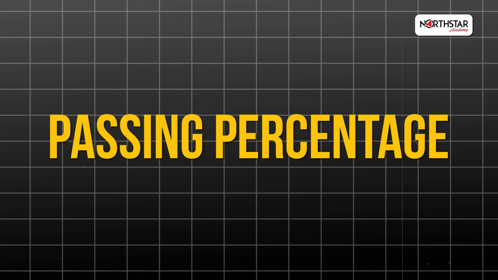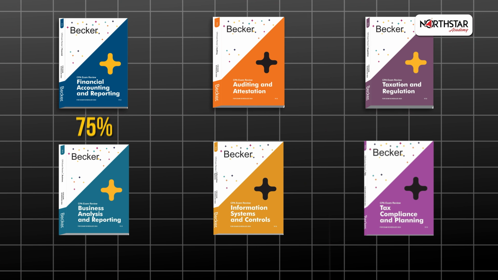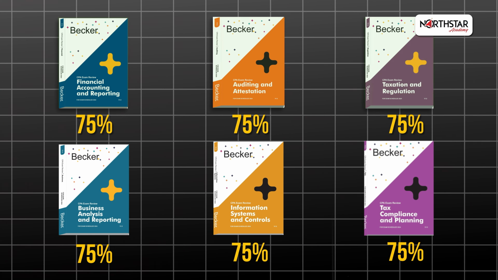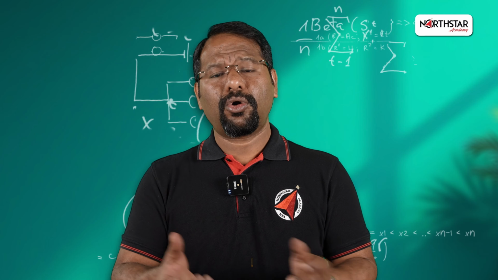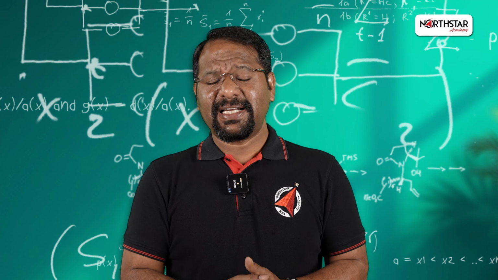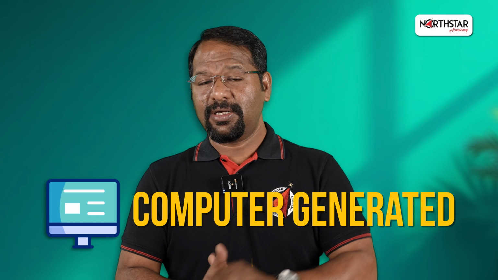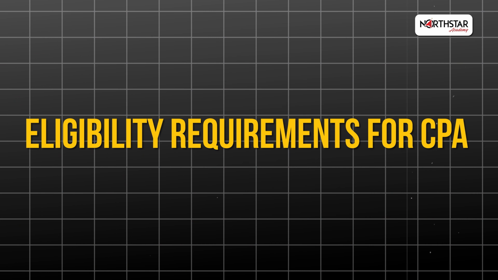Let me talk about the passing percentage. To be declared pass, you must score 75% in each of these papers, whether core or optional papers. But remember, the passing percentage is not exactly dependent on the number of questions that you have answered correctly. There is a scaled requirement for passing percentage, which is a little more complicated. You don't have to get into the intricacies because it's all computer generated, it's all managed through the system. All that you need to understand is that you need to score a minimum of 75% to be declared pass in each particular subject.